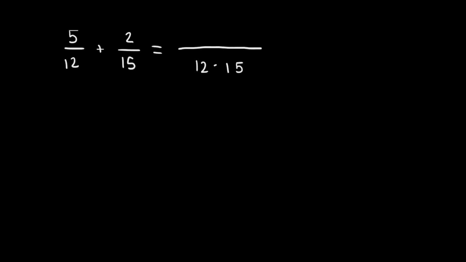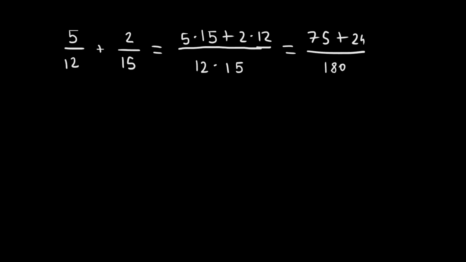And so we have 12 times 15 in the denominator, and then we have 5 times 15 in the numerator plus 2 times 12. And so this is going to be 5 times 15 is 75 plus 2 times 12 is 24, and 12 times 15 is 180. So 75 plus 24 is 99 over 180.